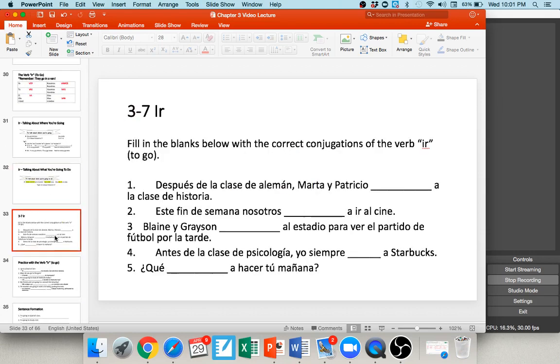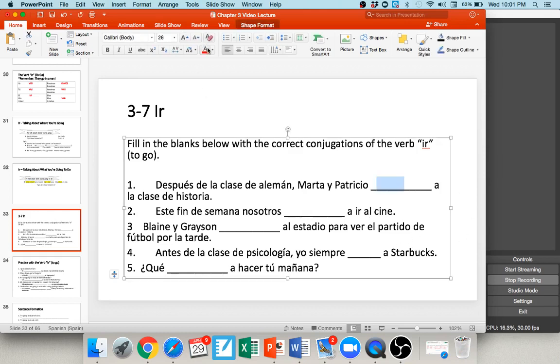Okay, so here's some practice for you with these. Again, I'll do number one and give you a moment to try these on your own. Number one tells us that después de la clase de alemán, Marta y Patricio blank a la clase de historia. So after German class, Marta and Patricio go to history class. So we need to first think, well, Marta and Patricio, would Marta and Patricio be I, you, he, she, we, they, or you all? In this case, Marta and Patricio would be they, and you know, my friends, that they go, that's right, they go in a van.